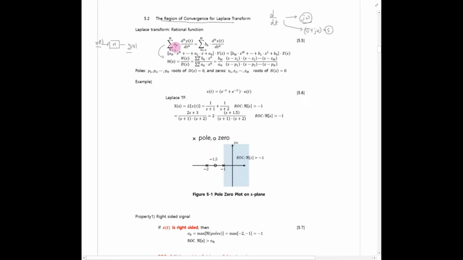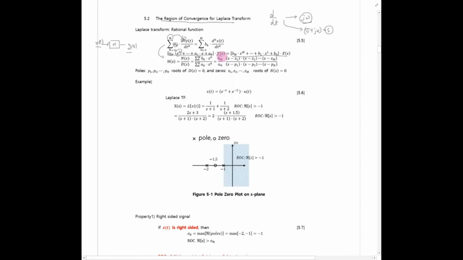So a_k is for n cases. This is a_n, and the nth derivative is s to the n. If k equals 1, then a_1 and one derivative, that is s, and the 0 means there is no derivative. Okay, so this is the Laplace transform of the left hand side. Similarly, the right hand side can be expressed in this way in the Laplace transform domain.